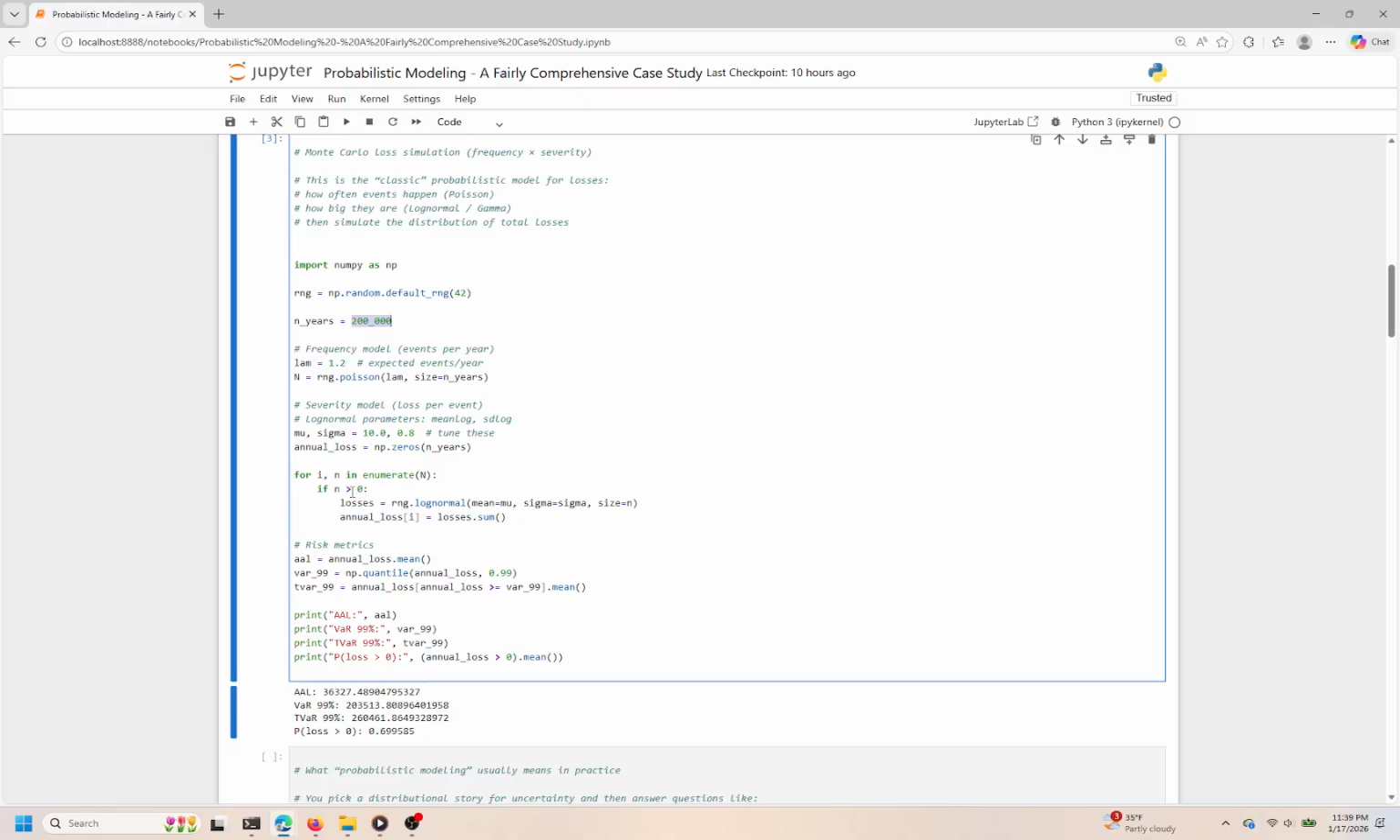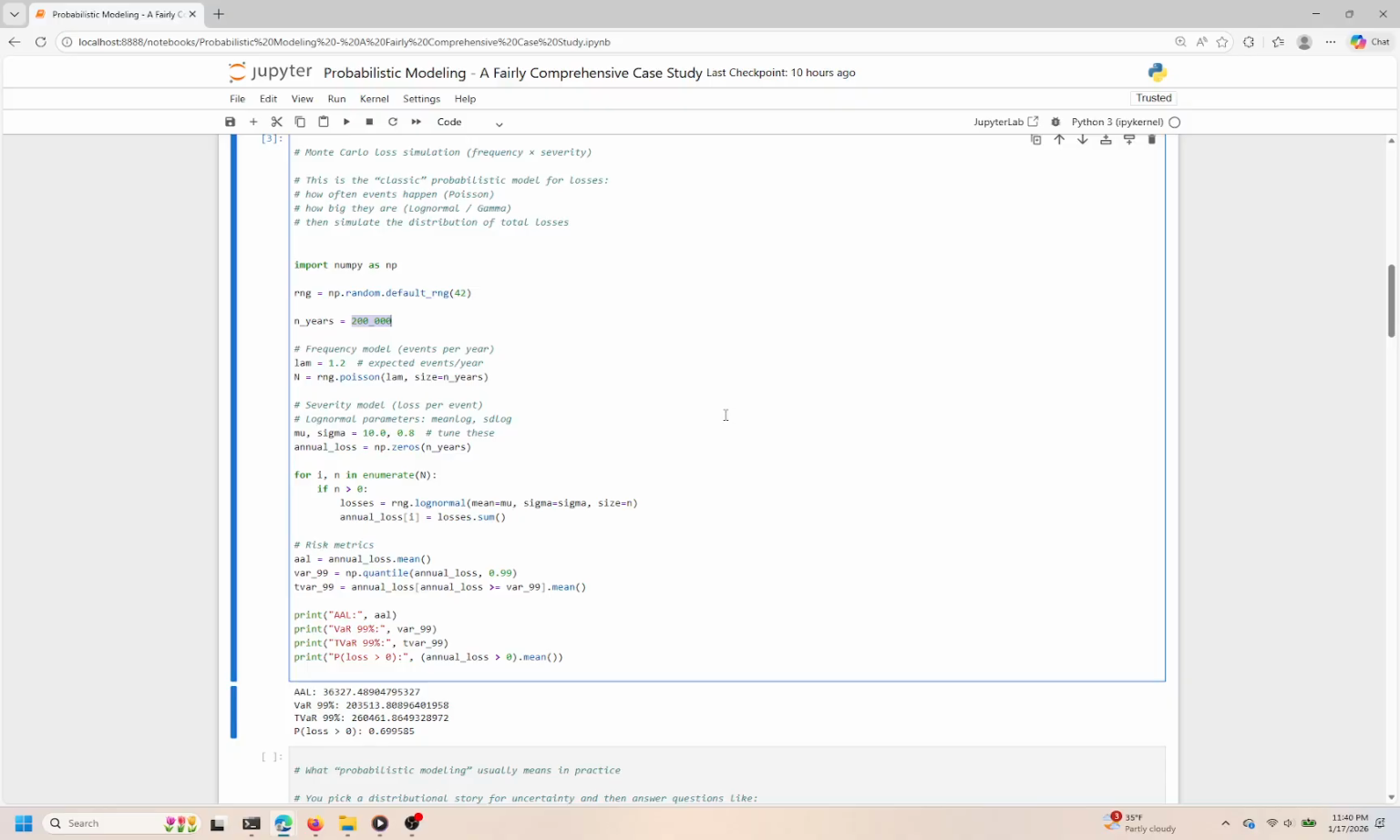The next step focuses on the severity of these losses, which we model using a Lognormal distribution. Here, we've defined parameters for the Lognormal model, specifically a mean of 10 and a standard deviation of 0.8, which can be fine-tuned based on historical data or specific risk scenarios. For each simulated year, we check if there are any events. If losses do occur, we generate the loss amounts based on our Lognormal distribution and sum them up for that year. This results in an array representing total annual losses over the entire simulation period.